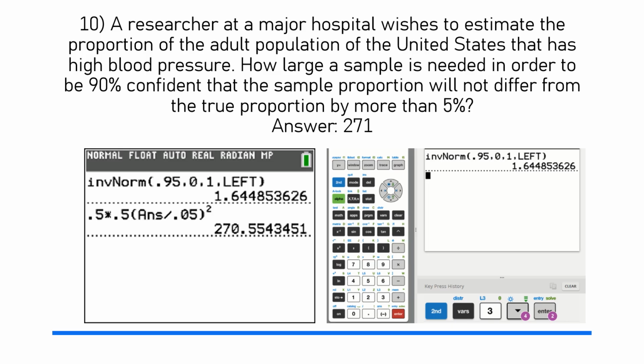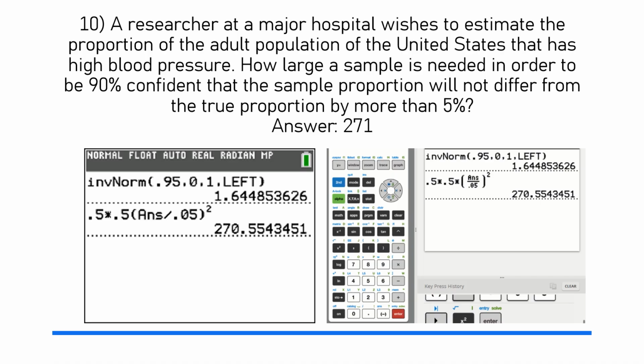Now the next thing is the p-value. I usually have a p as a decimal, whatever the percentage is they tell me, and then the q is going to be the rest of it, except that they didn't tell me what the p was. And if they didn't tell me what the p was, then my best guess is 50-50. So I'm going to put in 0.5 and 0.5 as my p and q, times my previous answer, divided by my margin of error as a decimal, which is 0.05, and I'm going to square that. And I'm going to round up because I always round up.